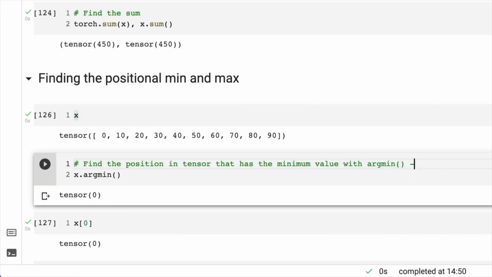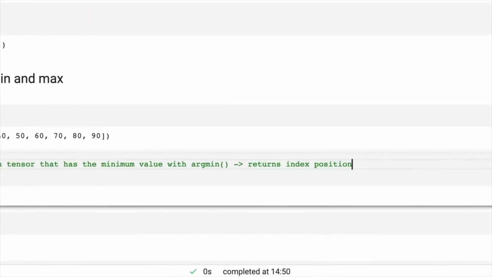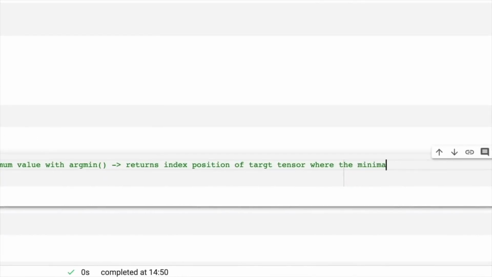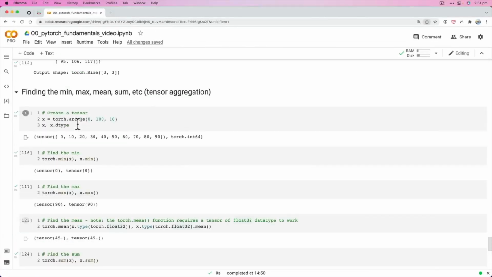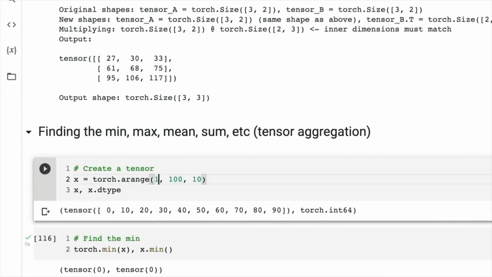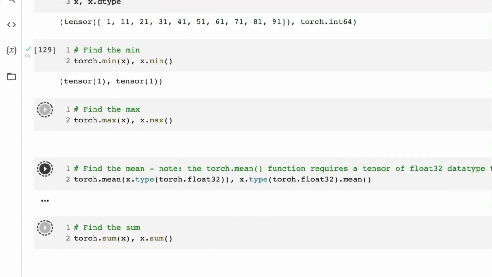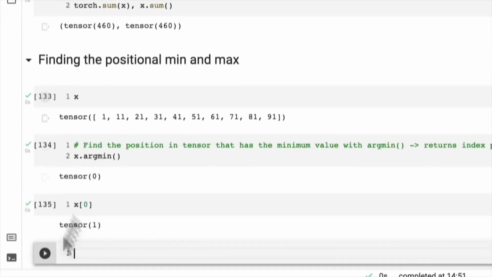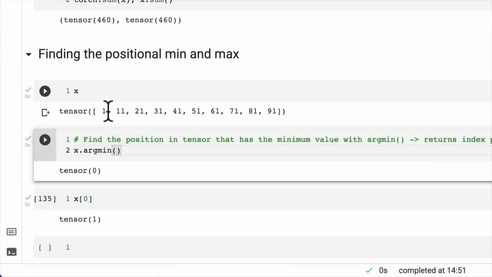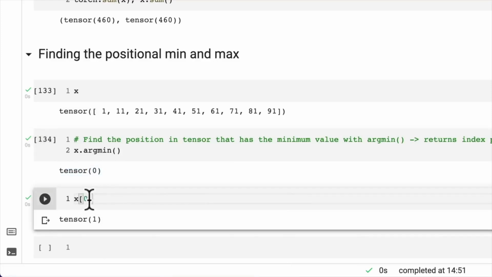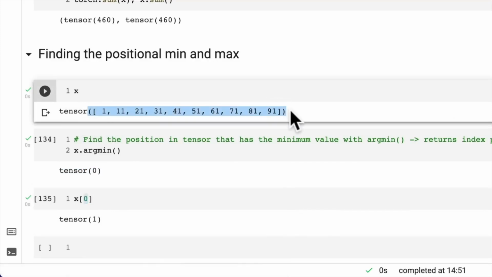It returns the index position of the target tensor where the minimum value occurs. Now let's just change x to start from 1. There we go. So the argmin is still position 0, so this is an index value. And then if we index on x at the 0th index, we get 1. So the minimum value in x is 1.